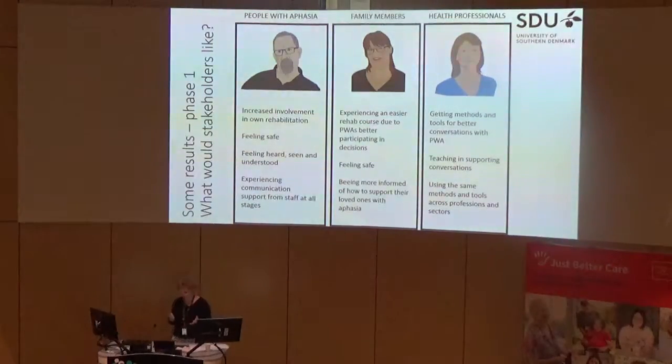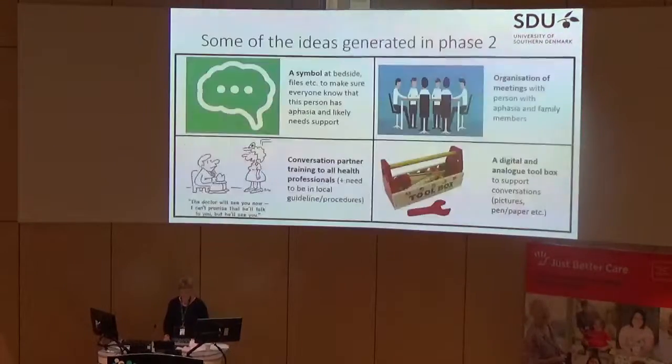We have many more findings from this first phase, but in short, people with aphasia emphasize that they would like increased involvement to feel safe and feel that they are heard, seen, and understood by the staff. Family members also wanted to feel safe and to know more about how to support their family member with aphasia in communication. The staff primarily requested better communication skills and tools to support this.